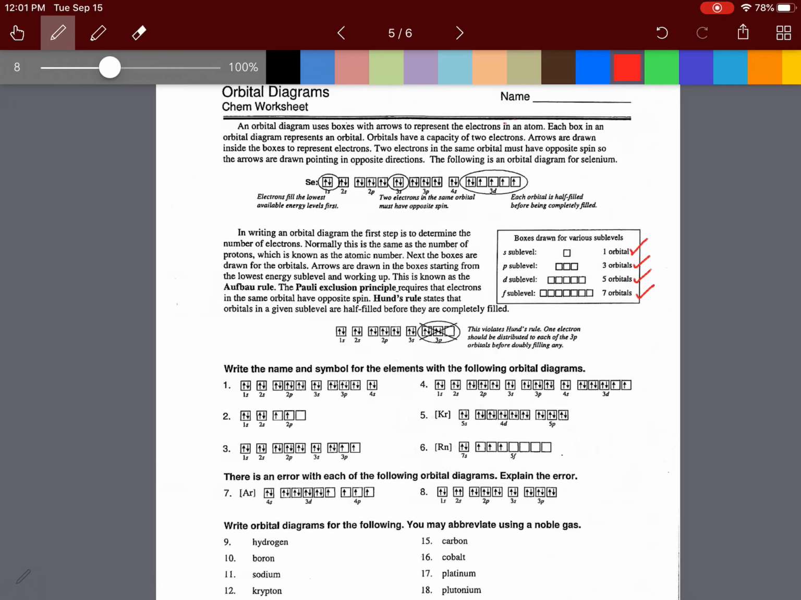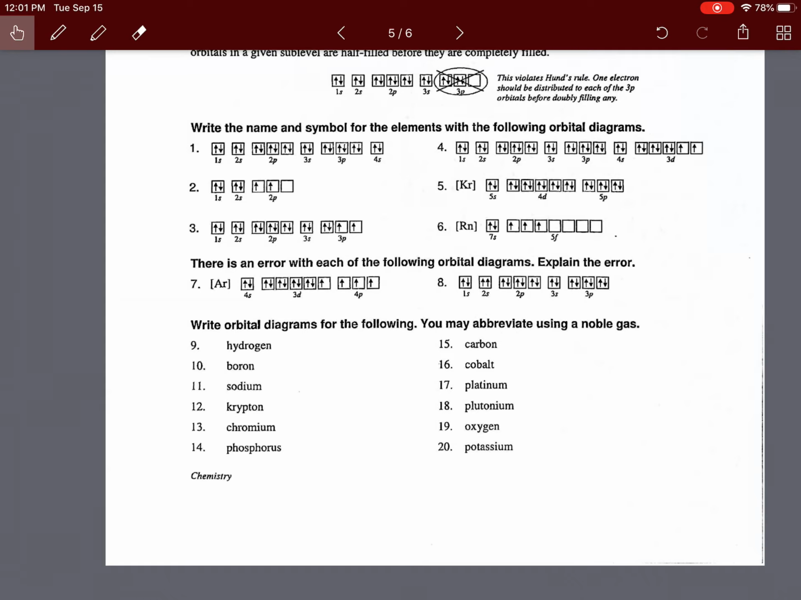In writing an orbital diagram, the first step is to determine the number of electrons. I believe it's super helpful to also do an electron configuration for that element. It reminds you of the Aufbau rule, the Pauli exclusion principle, and Hund's rule. So in 1 through 6, you are going to look at that orbital diagram and determine what element it is. I'm going to let you try that, but I just want to show you an example of writing an orbital diagram.